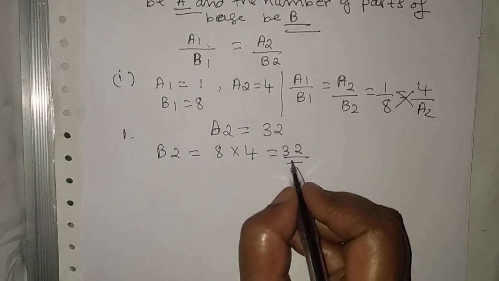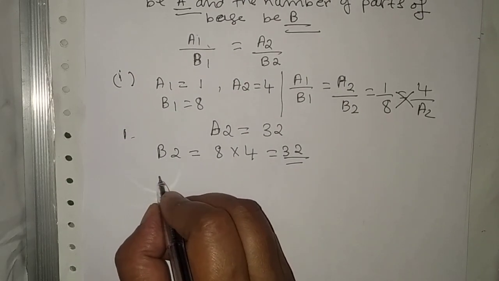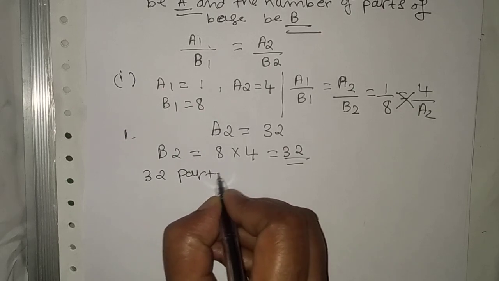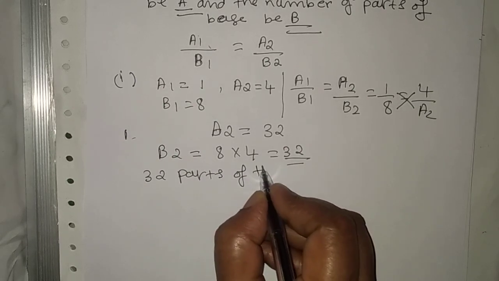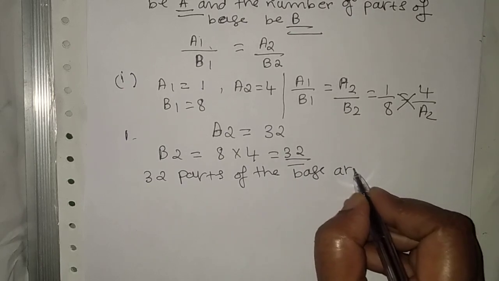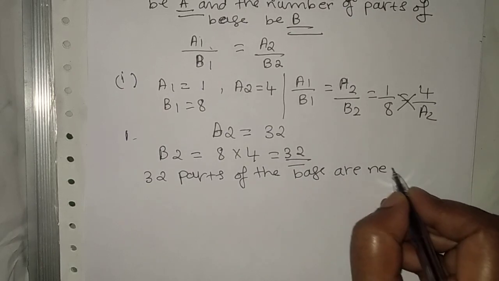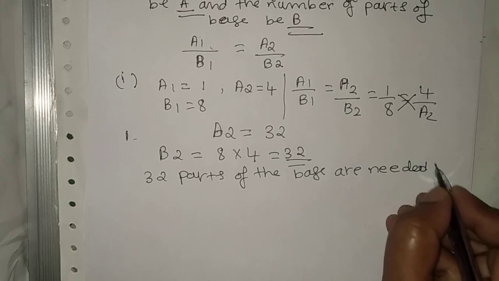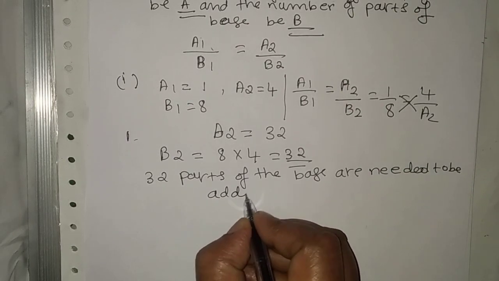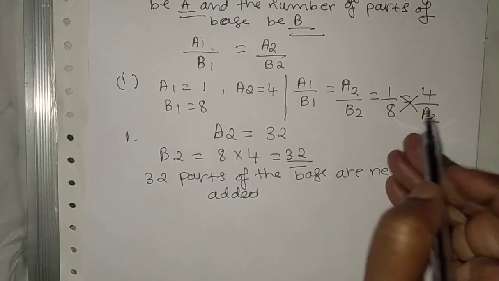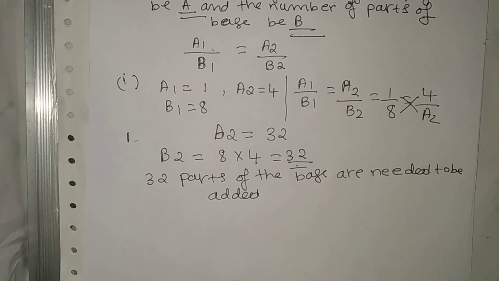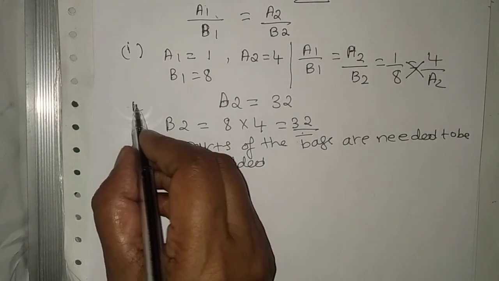So what is the conclusion here? 32 parts of the base are needed to be added. So 4 parts of the red pigment and 32 parts of the base are to be added to form the paint. So this is the first option.